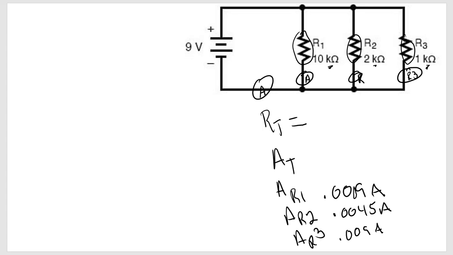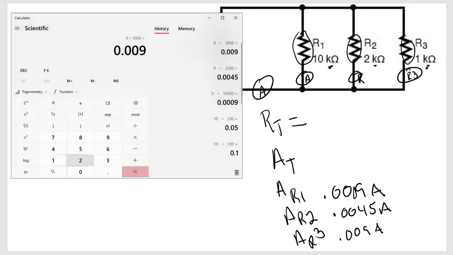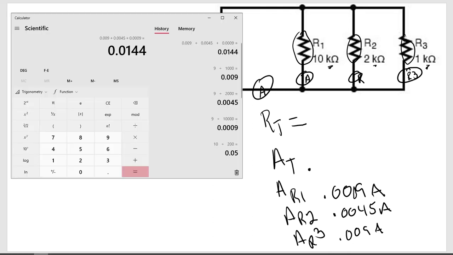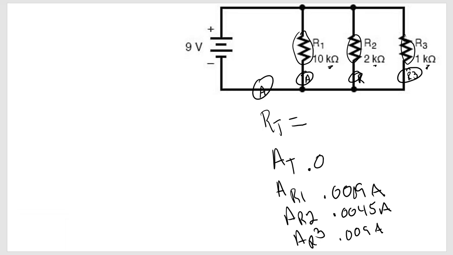Now, if we add these up, they're going to equal our amps total. So if I get 0.009 plus 0.0045 plus 0.009, and that equals, my amps total is going to be 0.0144 amps. Now we can double check that.